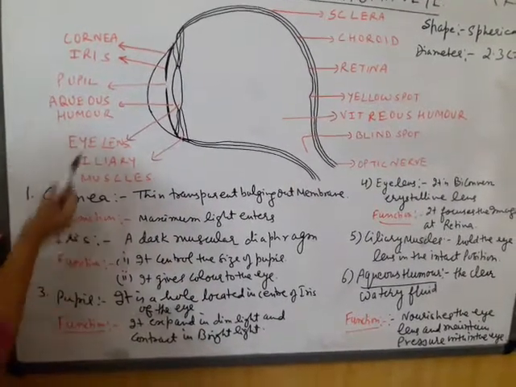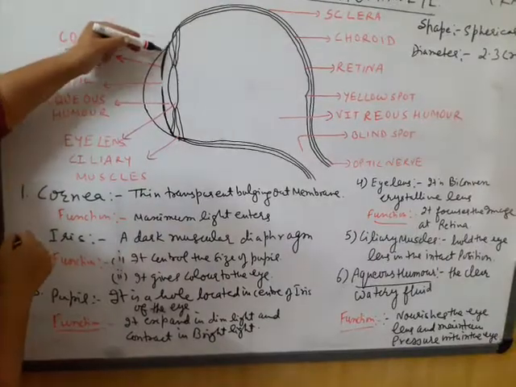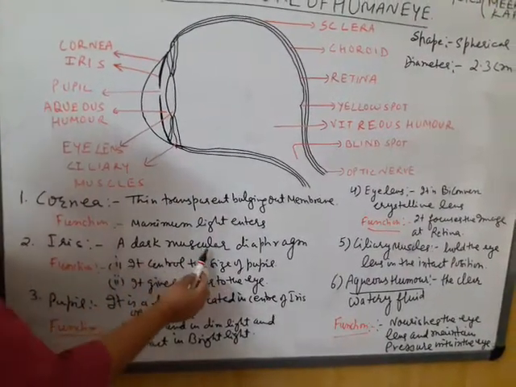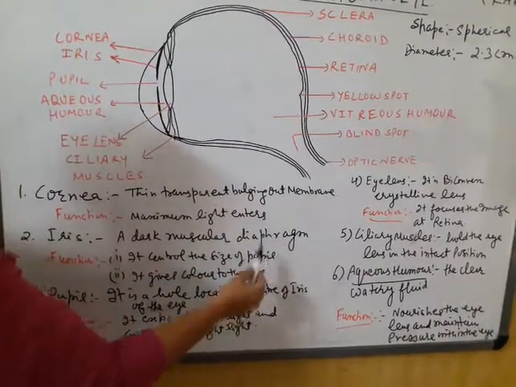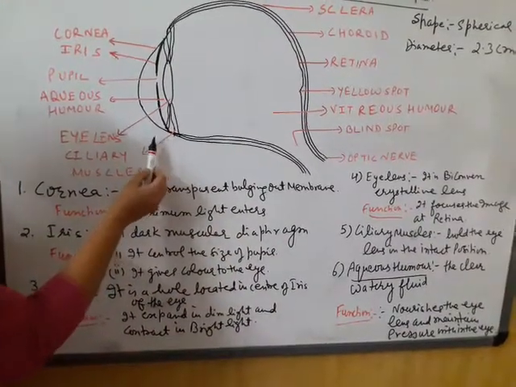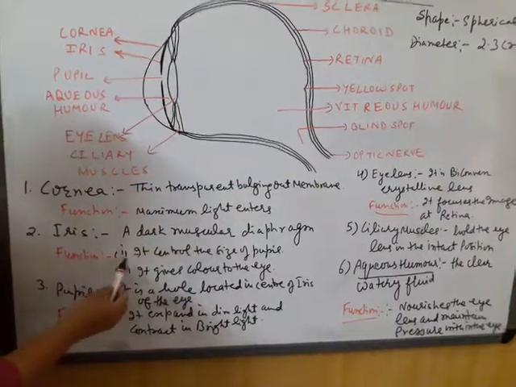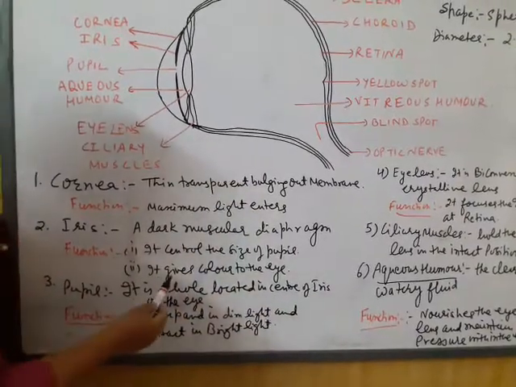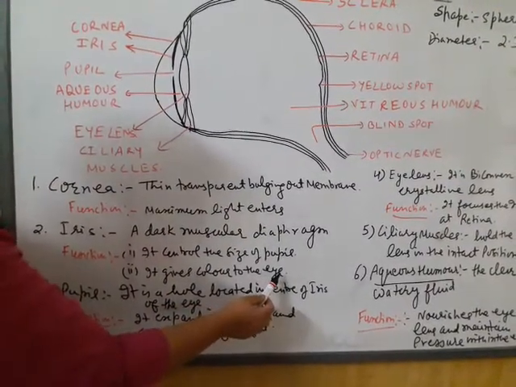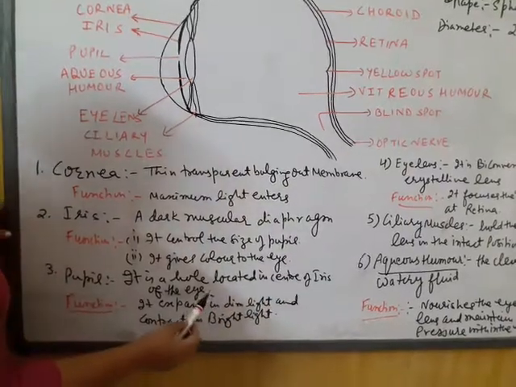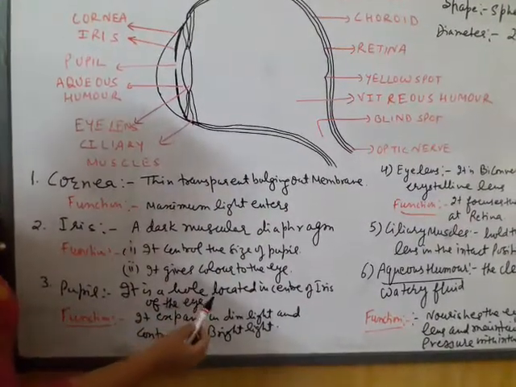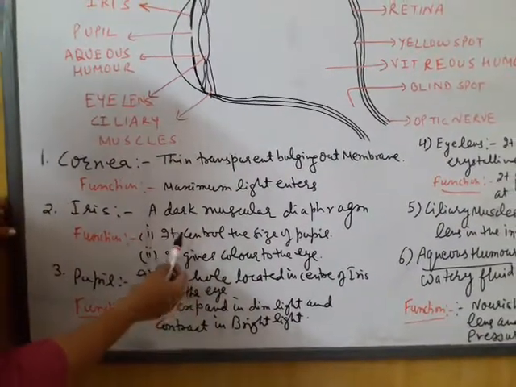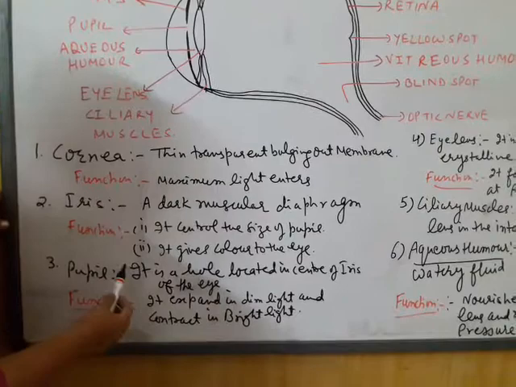Second part is iris. Iris is a dark muscular diaphragm. It also has colored pigments. Its function is that it controls the size of the pupil and it gives color to the eye. Like some people have green eyes, some have blue eyes. That is because of the colored pigments present in the iris of the eye.